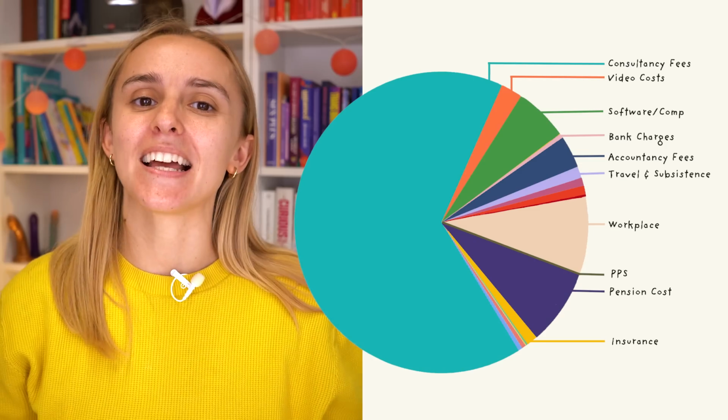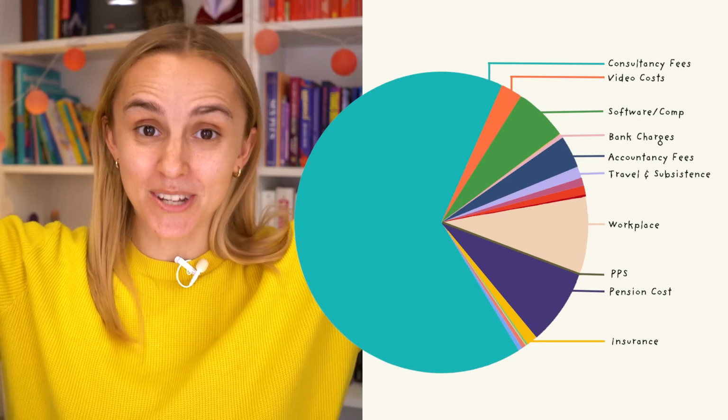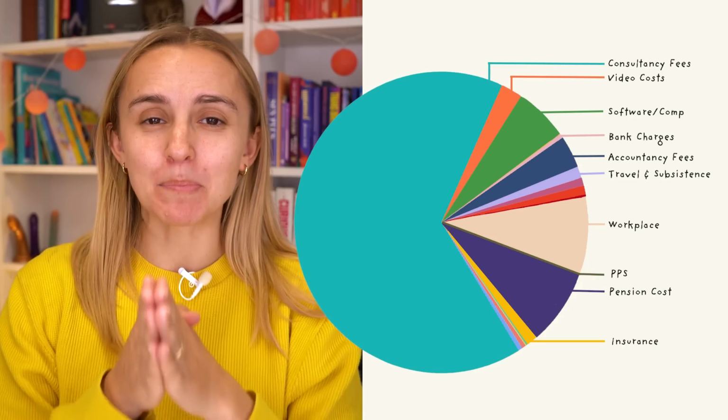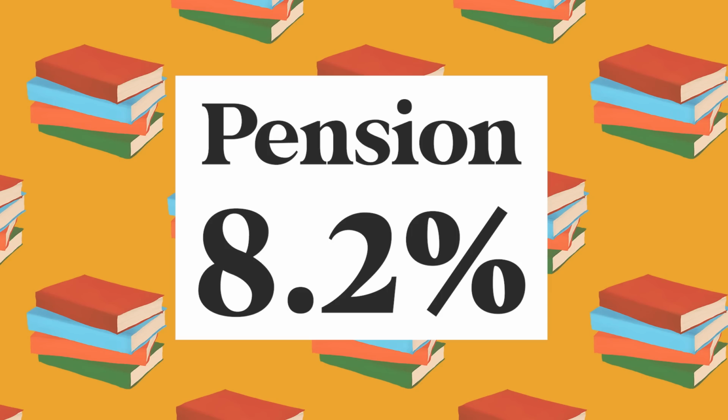The next biggest slice of the pie is my studio, this space here at 8.3%. That is my rent and internet and bills. Pretty self-explanatory. Next up, just behind the studio, 8.2%, is my pension. Your girl is paying into a pension. She's gonna have some money when she's old and retired. At this rate, 75? Who knows? Hopefully I will live long enough to retire.